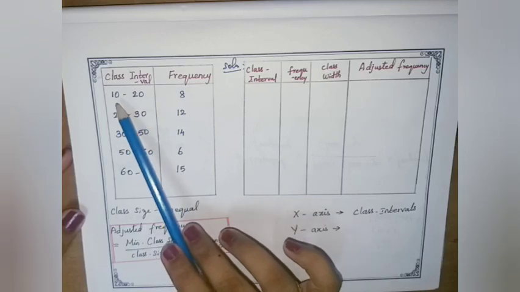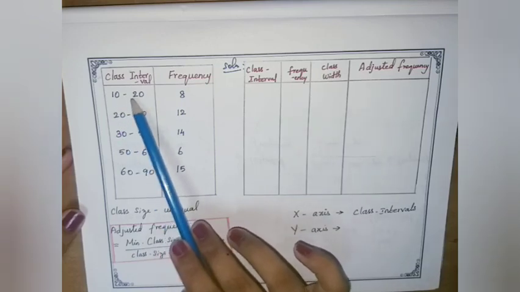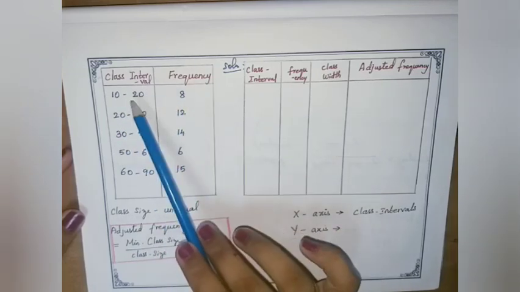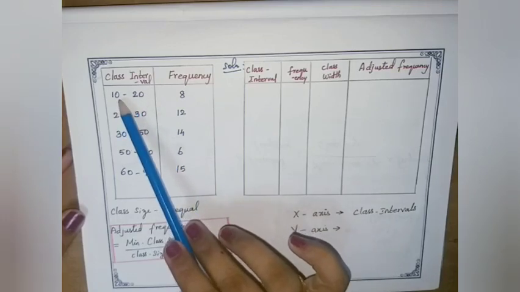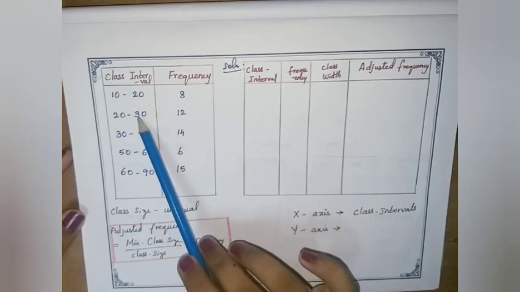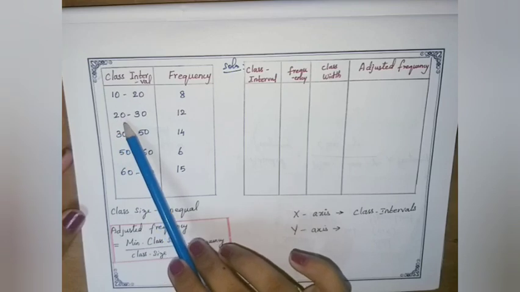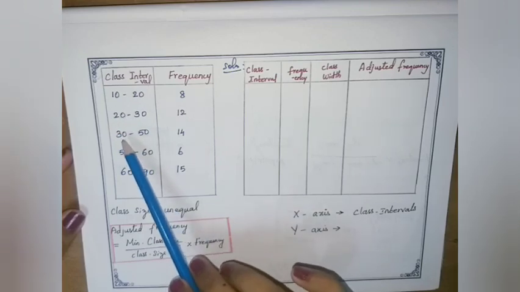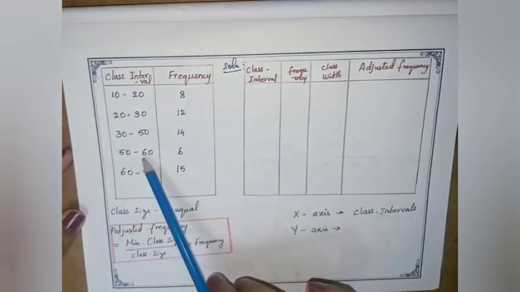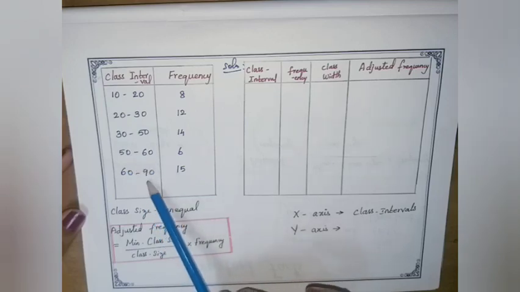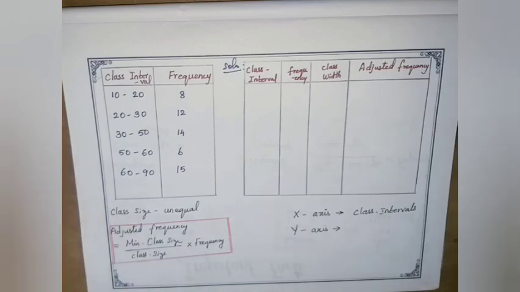It is unequal. If you see the first one, 10 to 20, the class size is 20 minus 10, it is 10. And 30 minus 20, it is 10. 50 minus 30, it is 20. 60 minus 50, it is 10. 90 minus 60, it is 30. So the width of the class varies. So we want to use the adjusted frequency to calculate this frequency distribution.